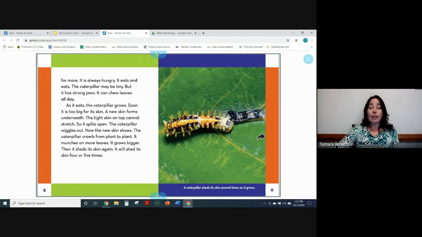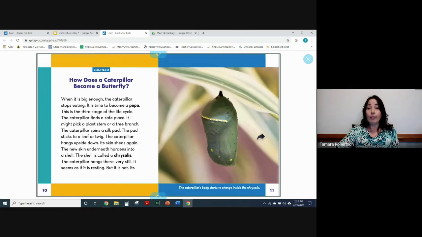As it eats, the caterpillar grows. Soon it is too big for its skin. A new skin forms underneath. The tight skin on top cannot stretch, so it splits open. The caterpillar wiggles out. Now the new skin shows. The caterpillar crawls from plant to plant. It munches on more leaves. It grows bigger. Then it sheds its skin again. It will shed its skin 4 or 5 times. That's the end of chapter 1.